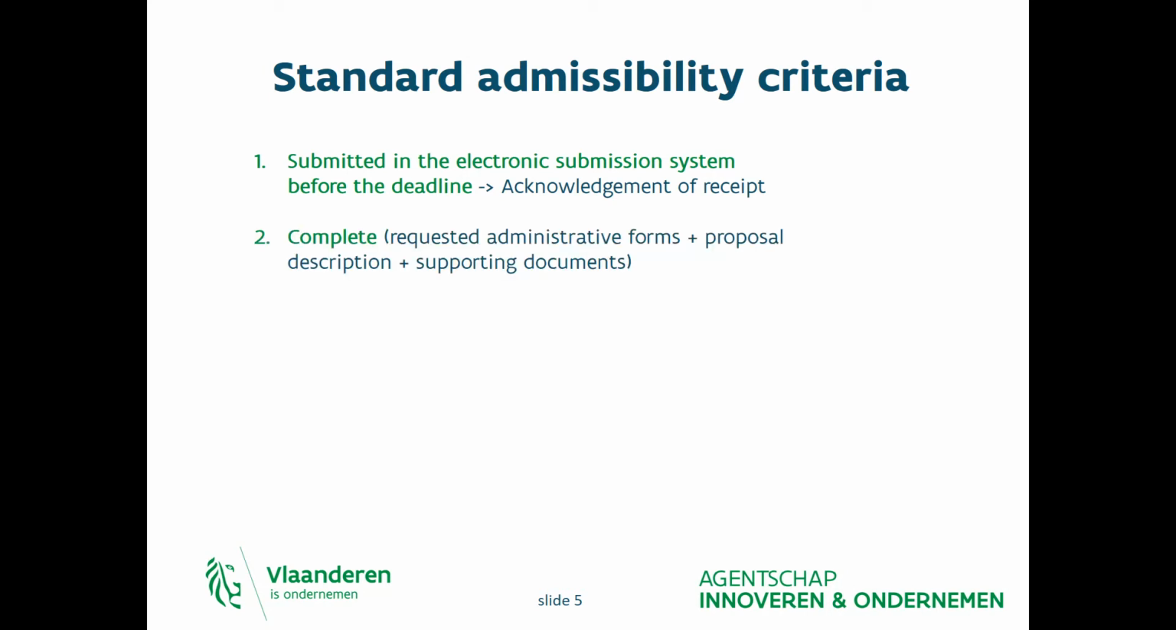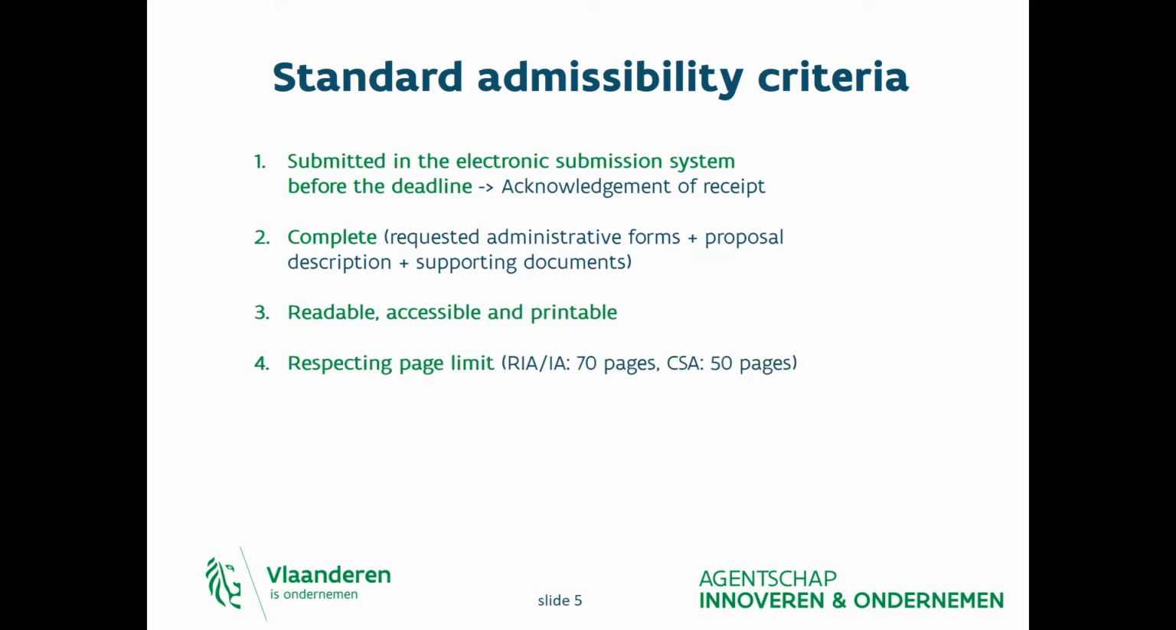Your proposal has to be complete, meaning that all forms need to be completed and submitted, as well as any supporting documents. It has to be readable, accessible, and printable. And it has to be within the acceptable page limits. For research and innovation actions, or for innovation actions, the limit is 70 pages. For coordination and support actions, it's 50 pages. Any pages above these limits will be blanked out before being allocated to the evaluators.